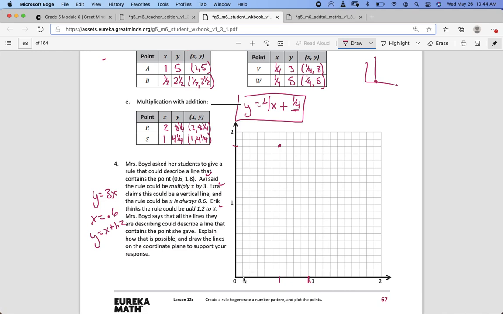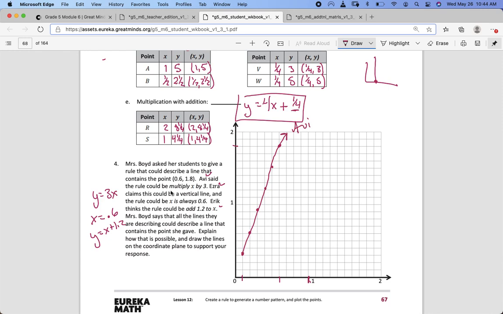If x is 1/10, right here, 1/10 times 3 would be 3/10. 1, 2, 3. If x is 2/10, we would have 6/10. 1, 2, 3, 4, 5, 6. If x was 3/10, we would have 9/10. Okay, 4/10 would be 1 and 2/10 here. Okay, and then here, and there's our line. We'll call that line A for Avi.